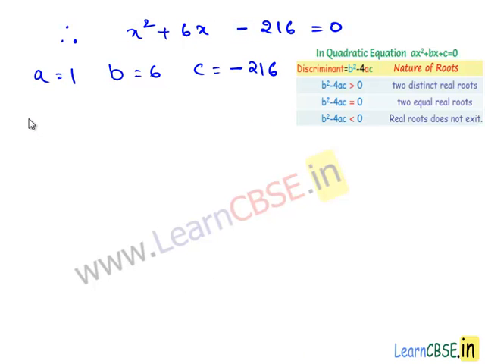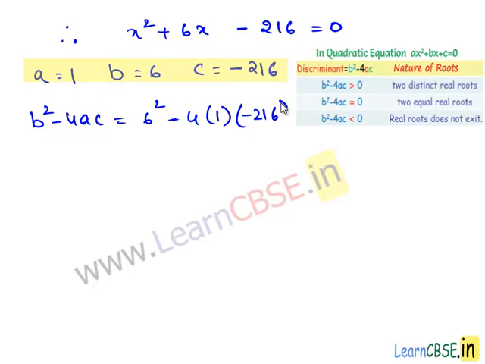So now let us find out the value of b square minus 4ac. So b square is 6 square minus 4ac is 4 times 1 times minus 216. So this gives 36. Minus multiplied by minus is plus. 4 times 216 is 864, which gives the value of b square minus 4ac is 900, which is definitely greater than 0. So the obtained equation can be solved.